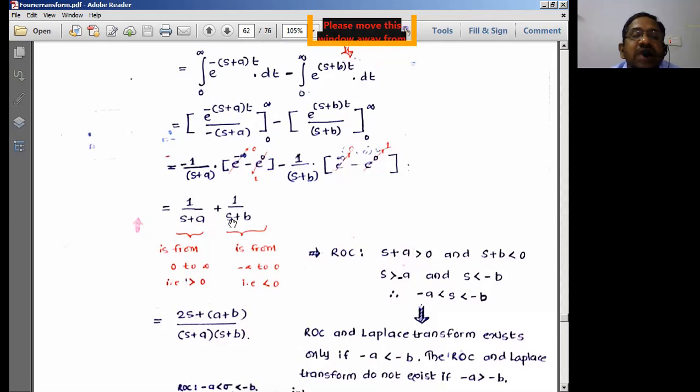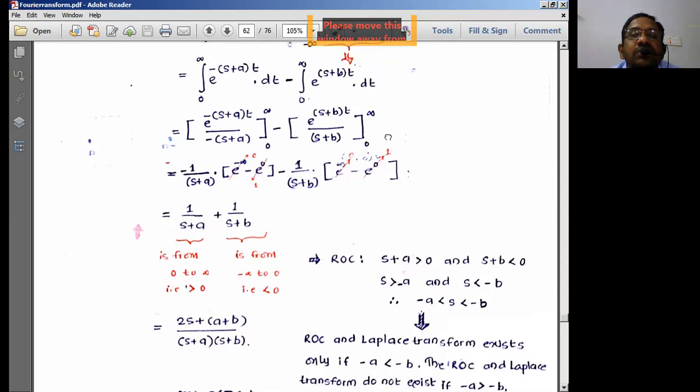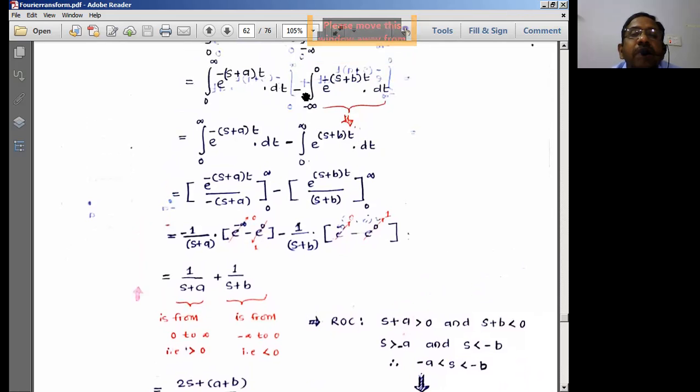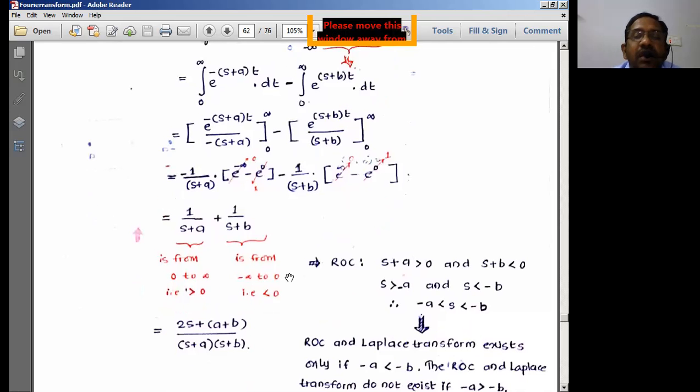Similar to this, I can just have it here as something like minus of, okay, this factor is minus of minus into minus, I'll be having plus here, e power minus, that means apply limits here, t is equal to 0. So therefore I'll be having s plus b here, and this is going to be e power minus t part, that will be equal to 0. So therefore I will finally reach a solution where the solution is going to be 1 by s plus a plus 1 by s plus b.